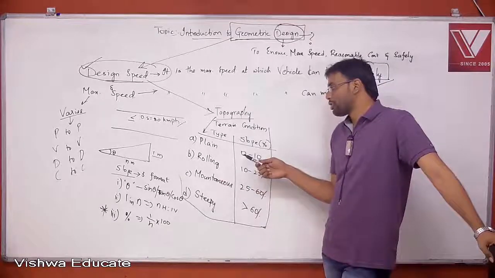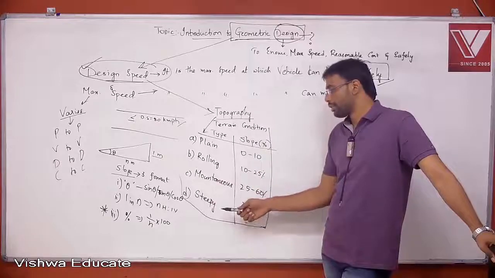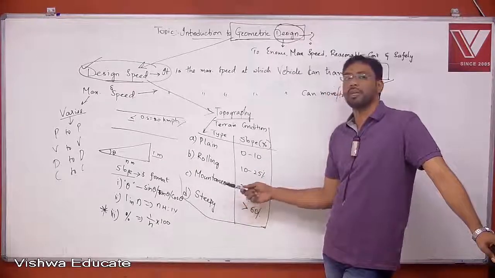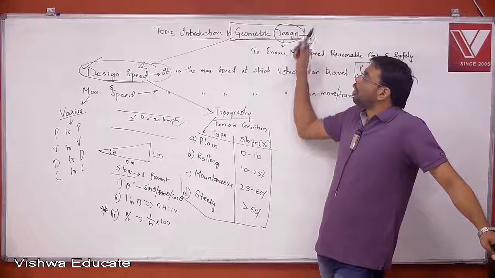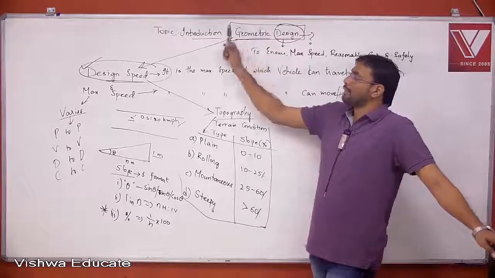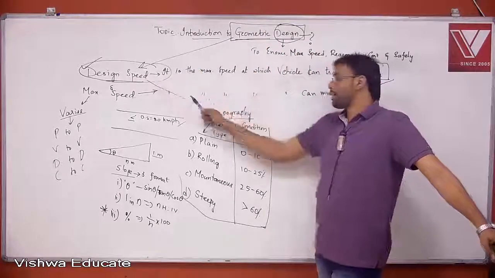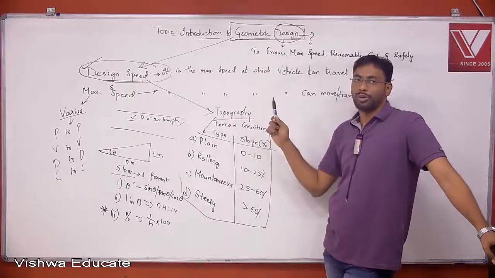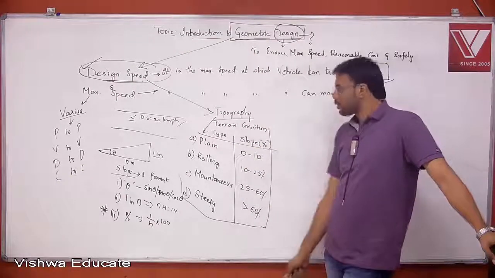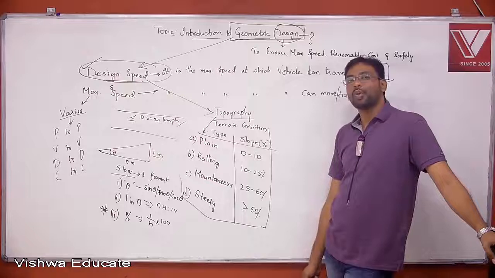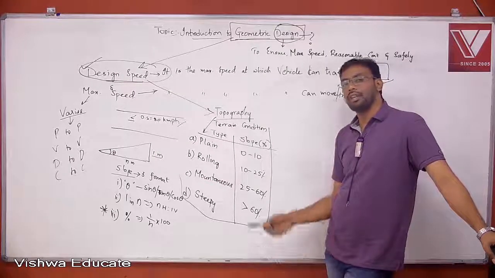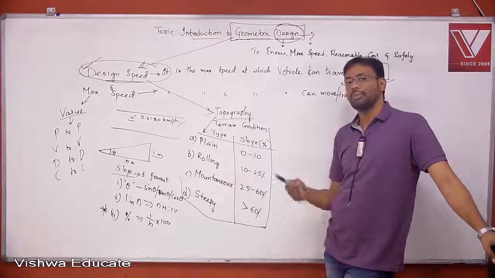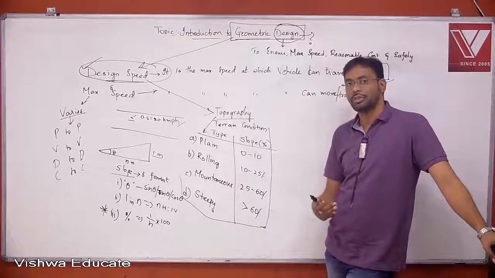So for plain regions, the design speed will be more. For steepy regions and mountainous regions, the design speed will be lesser. So all the geometrical elements are based on design speed, and design speed is based on topography, right? So we have different types of roads like national highway, state highway, MDR, ODR, and village roads.